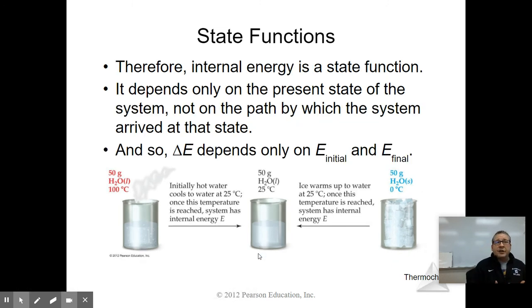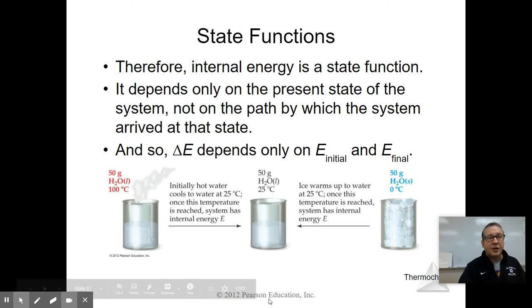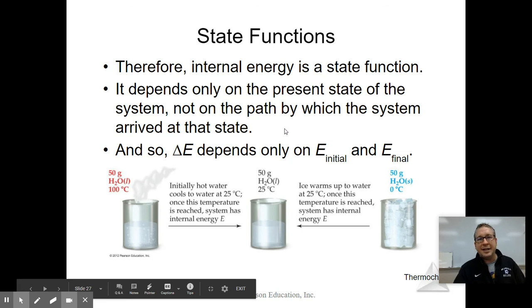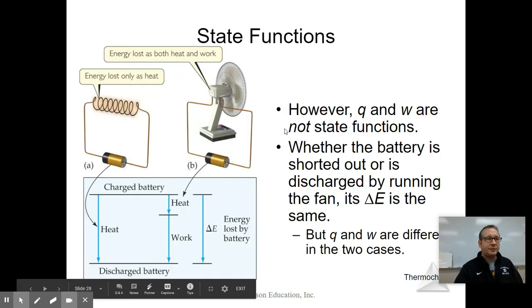So therefore, internal energy is a state function. Delta E is a state function. It depends only on the present state of the system, not on the path with which the system arrived at that state. So what we really only need to worry about is the initial and the final internal energy to determine our overall change. Okay, so that's important to know. Internal energy is a state function, delta E.